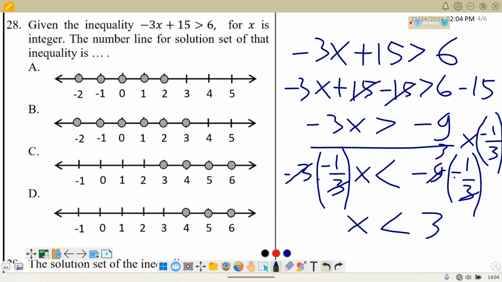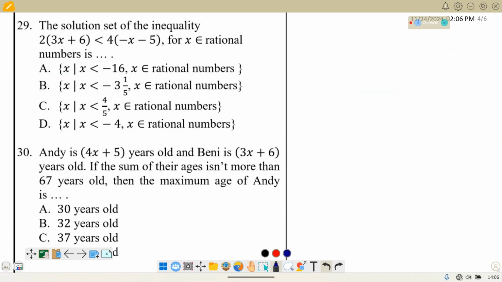x less than 3, because this is integers, so it starts from 2, 1, and so on. So the answer is A, because the solution set of the inequality is 1.